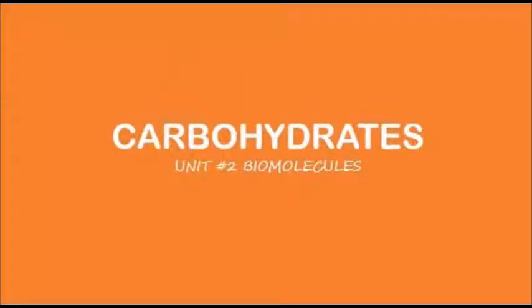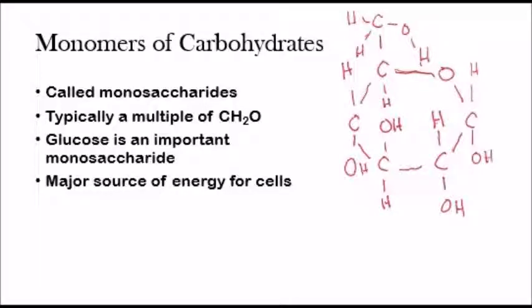We talked about how polymers are made up of monomers. Let's first focus on the monomers that make up carbohydrates. The monomers that make up carbohydrates are called monosaccharides, and they're typically a multiple of CH2O. So what does that mean? If you're looking at a compound and you want to know if it's a monosaccharide, it must be a multiple of this.